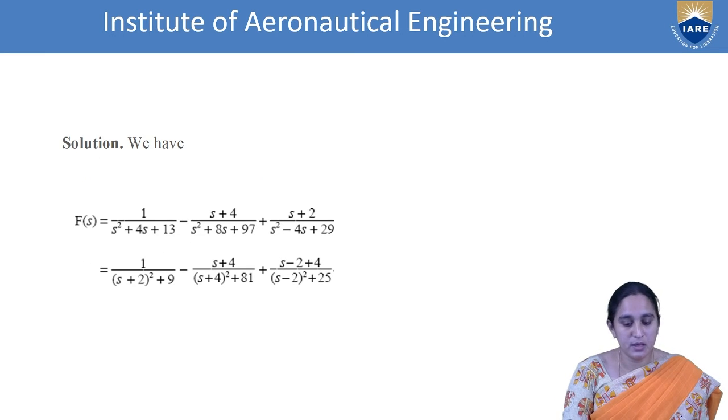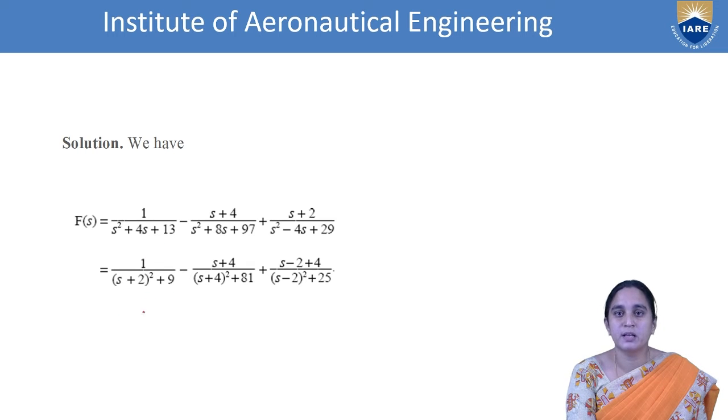Now I'll convert the question. The first part is 1 by s square plus 4s plus 13, minus s plus 4 by s square plus 8s plus 97, and the third part of the question is s plus 2 by s square minus 4s plus 29.